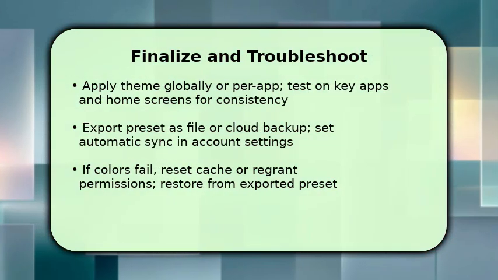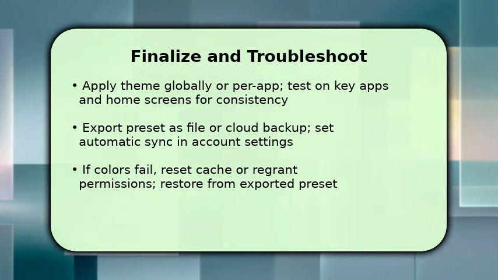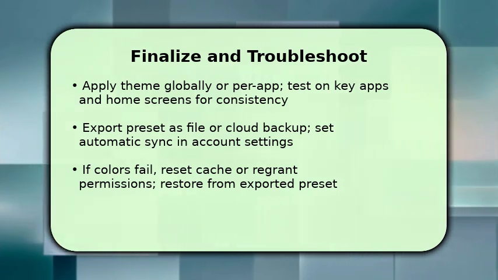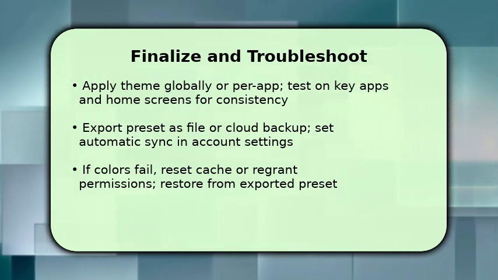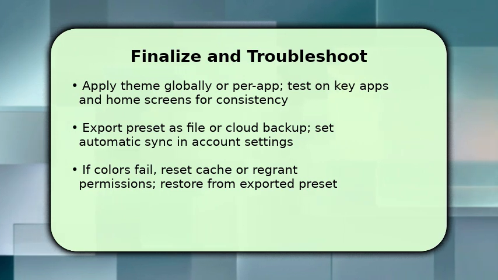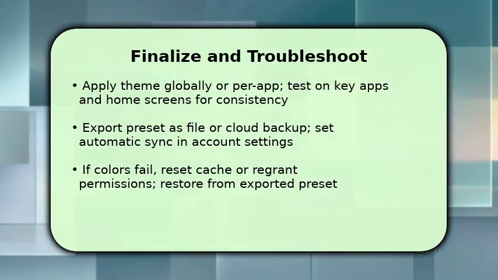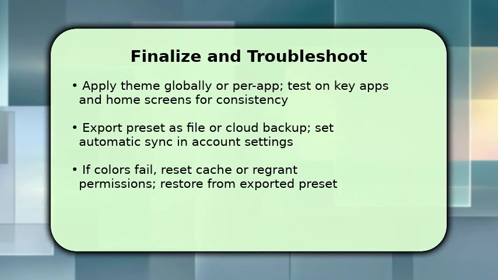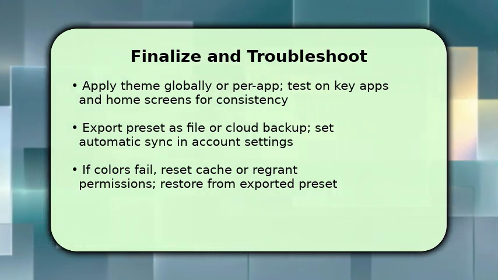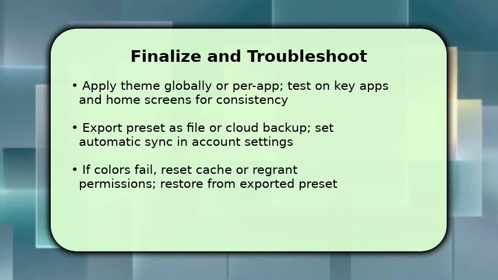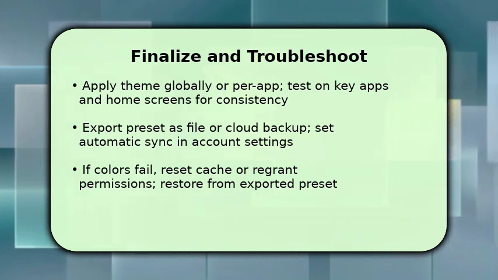You finish by applying the theme globally or per app, and then test on your most used apps and home screens to confirm consistency. Once satisfied, export the preset to a file or cloud backup and enable automatic sync in account settings so changes follow you. If the theme does not appear correctly, clear the app cache, regrant permissions, and try reapplying. Restoring from the exported preset solves mismatched colors.